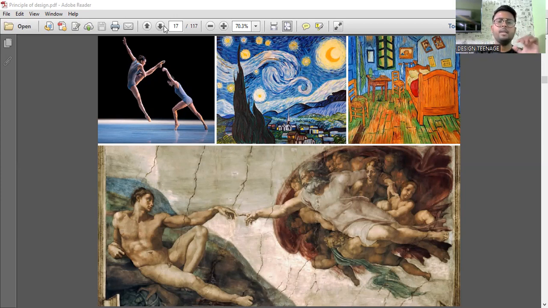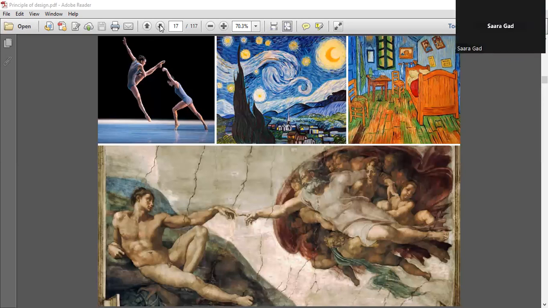And in any of these compositions, where you feel it is asymmetrically balanced, I am not pretty much clarified on that part. So the first one on the top. Yeah. First one, how it is asymmetrically balanced.